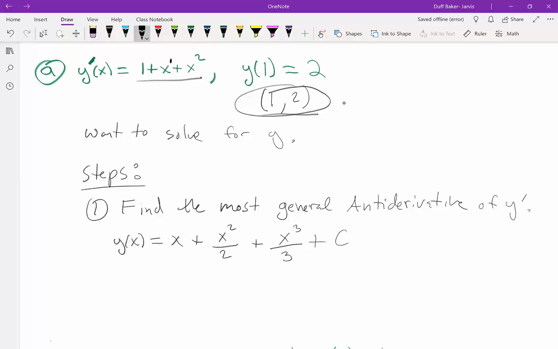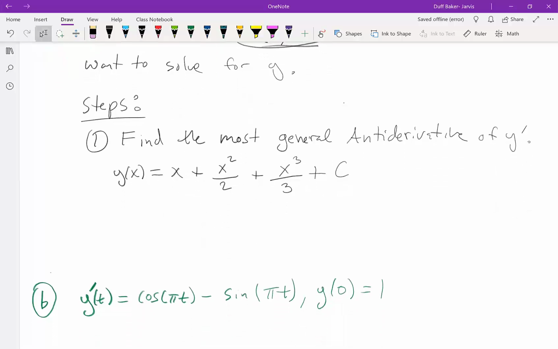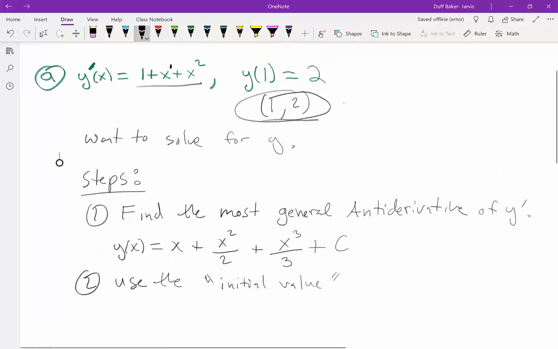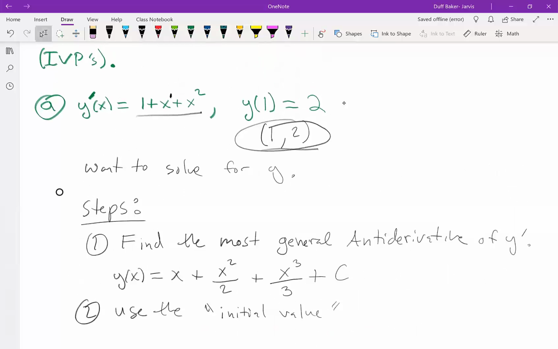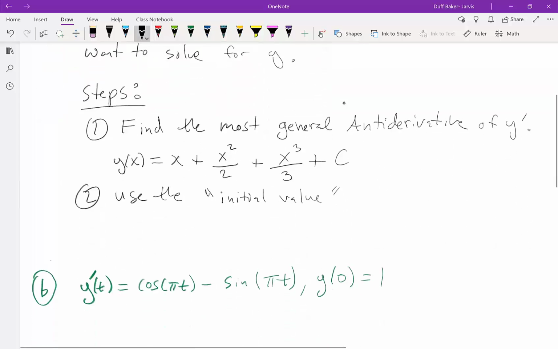So that's the second step: once you've found all the antiderivatives, you use that second piece of information, which is usually called the initial value, which is why these are called initial value problems. A lot of times, when you're doing an application, you know how something started, like at time 1 or time 0. And you use that to solve for C, to find which particular constant makes this work.